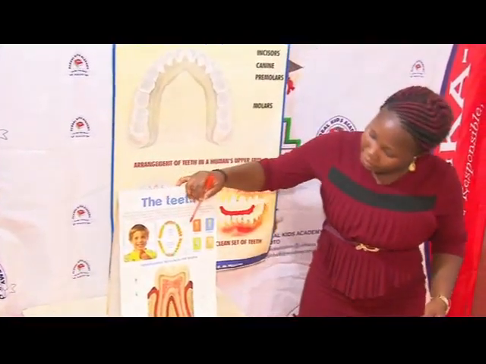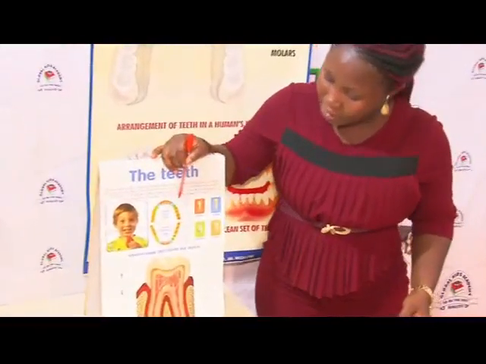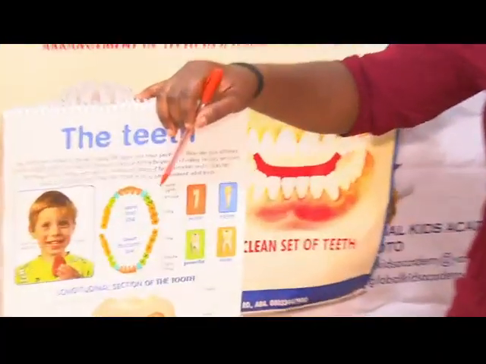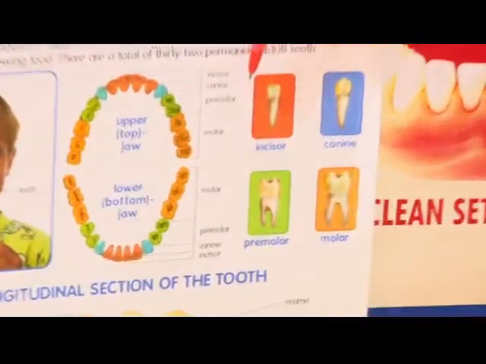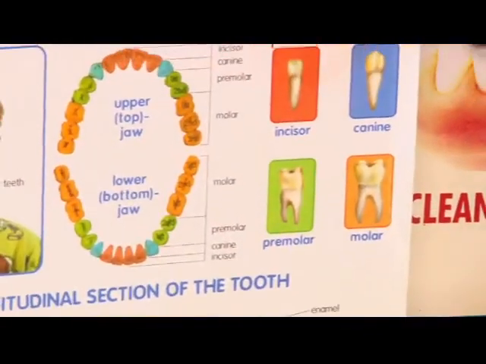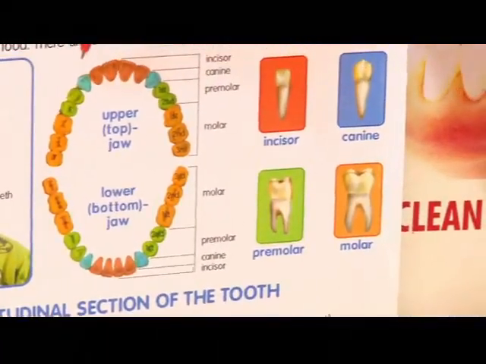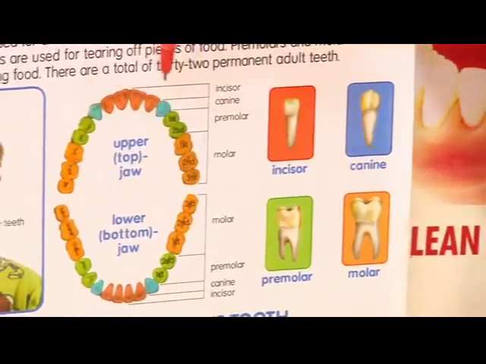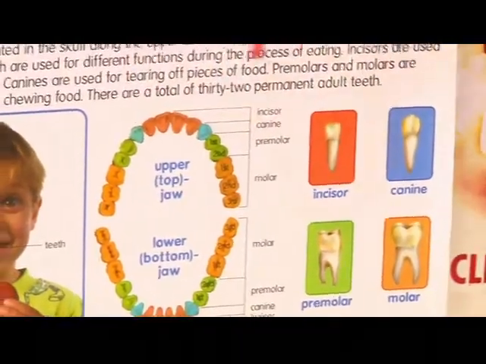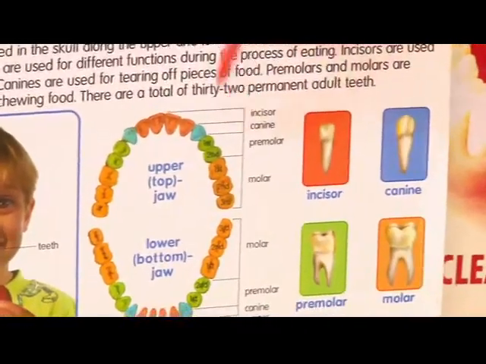Now, we are going to be talking about the third type of teeth, which are the premolars. The premolars are the next set of teeth after the canines.